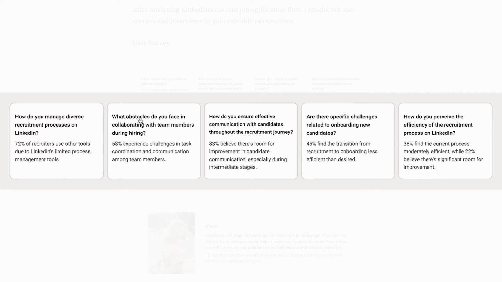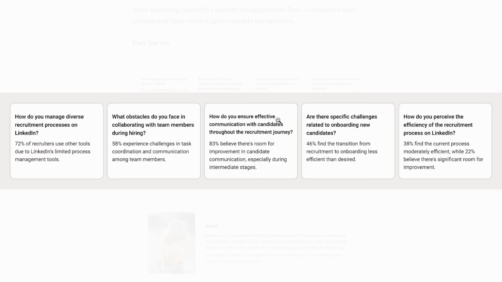All right. What obstacles do you face in collaborating with team members during hiring? 58% experience challenges in task coordination and communication among team members. Now, this is again very vague. What sort of task management? What sort of collaboration? And what sort of challenges? And you're saying 58%. What about the balance of people?